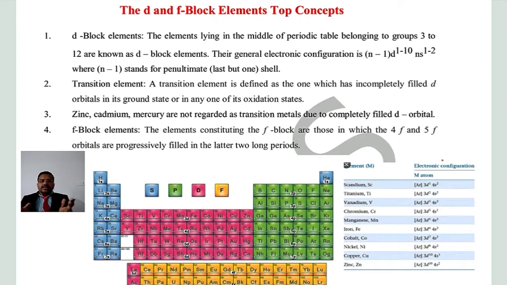So what is the criteria behind classifying the elements into different blocks? The concept is very simple. It is simply based on the criteria that the last electron enters into which orbital. For example, sodium, the atomic number is 11. So the configuration is 1s2, 2s2, 2p6 and 3s1. The last electron enters the s orbital and thereby sodium is regarded as an s block element.